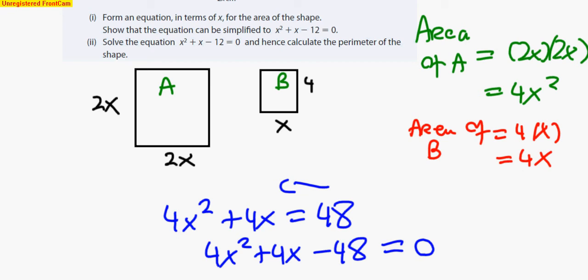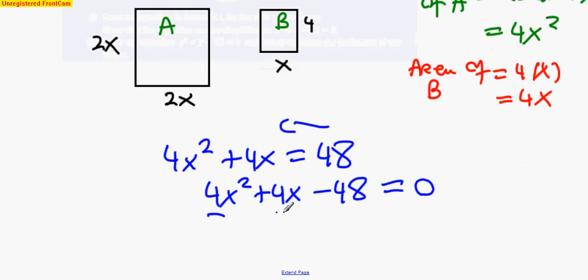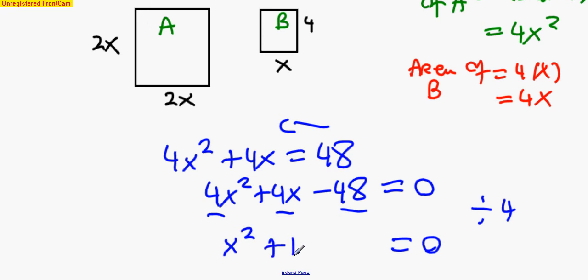Now, you'll notice that all the numbers can be divided by 4. We can divide by 4 on both sides, because 0 divided by 4 is still 0. So we're going to divide by 4, and what we get is x squared plus 1x minus 12. The reference number for this question is minus 12, because it's going to be 1 by minus 12.